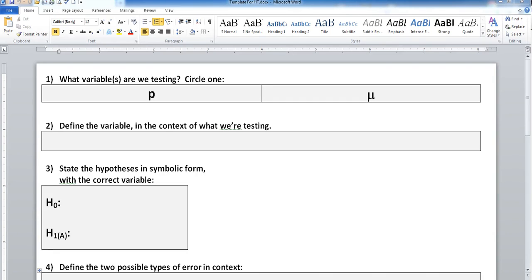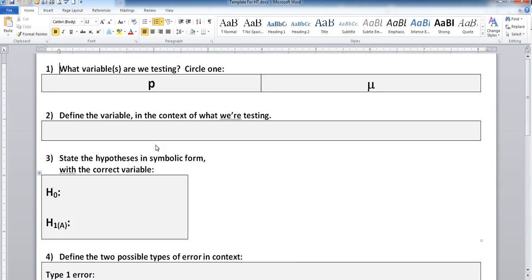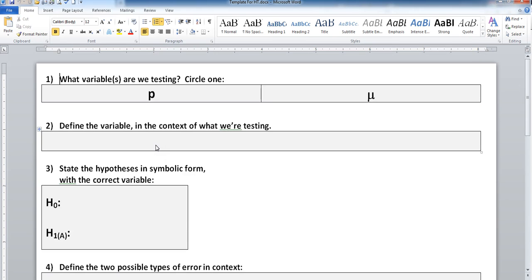Hey everybody, the purpose of this video is to get you some solutions to the hypothesis tests about Bend AP pass rates. This was a study I saw on the, or actually some statistics I saw on the news a few years ago. And basically I want to walk you through the template. You've got a nice template here. I want to walk you through how to fill it out.